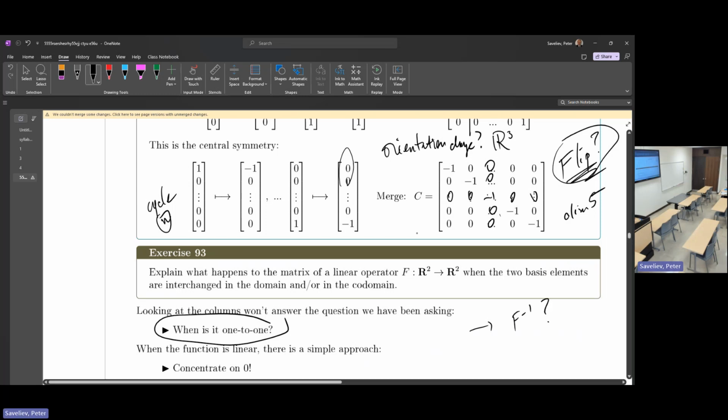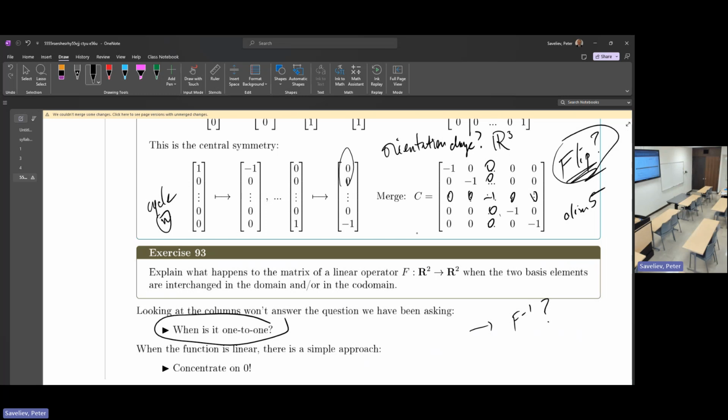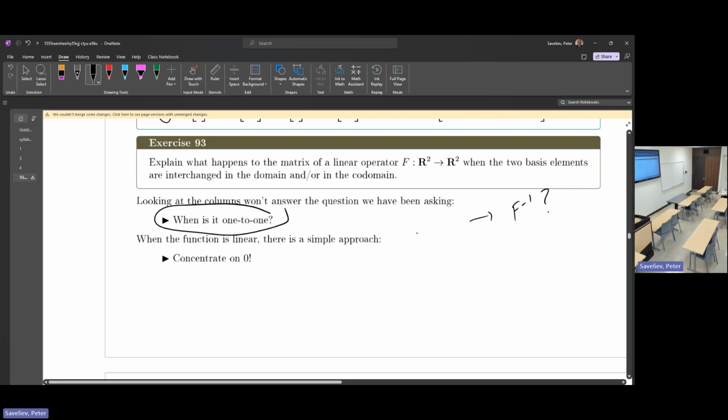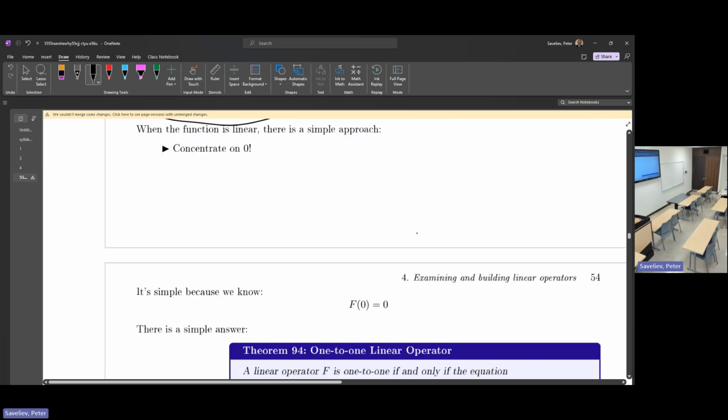So if you have a linear operator, is there an inverse? For that we need the operator to be one-to-one, and that's what we care about. Since everything is linear, everything is way simpler than in the general situation. So actually, we can just check the zero.